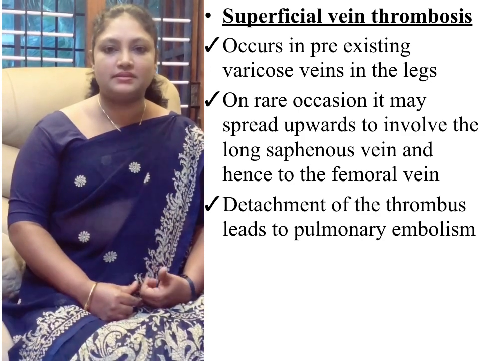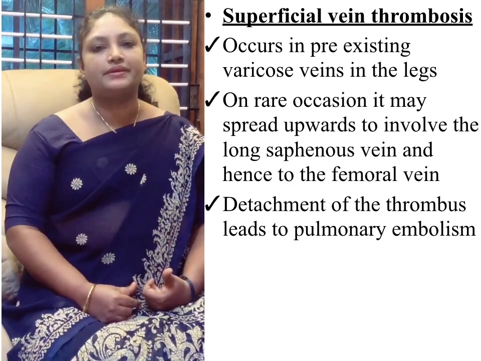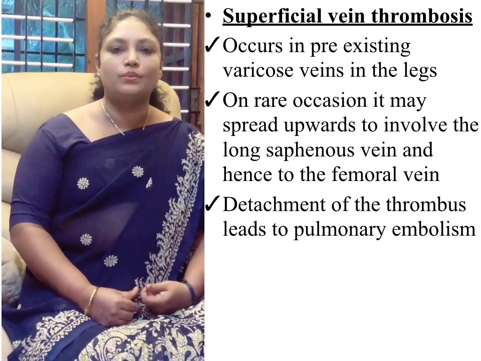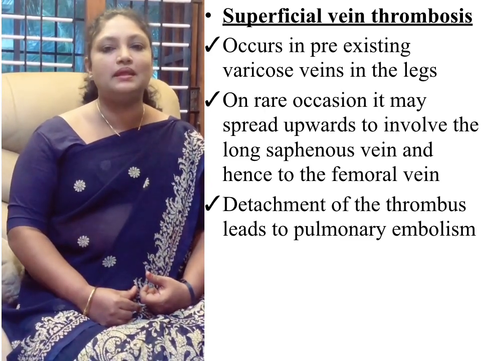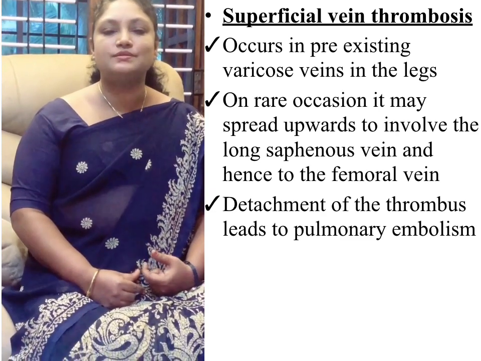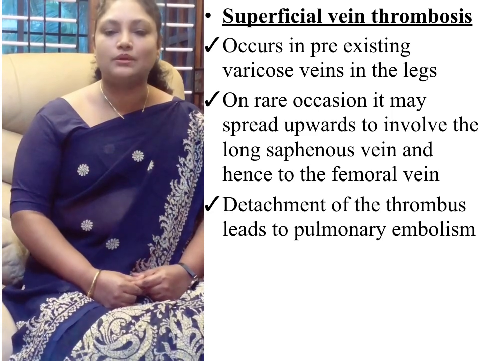So it may affect the saphenous vein and also it may affect the femoral vein. And what happens later is detachment of the thrombus, which leads to pulmonary embolism, which is very dangerous. So these are the things which can happen in superficial vein thrombosis.